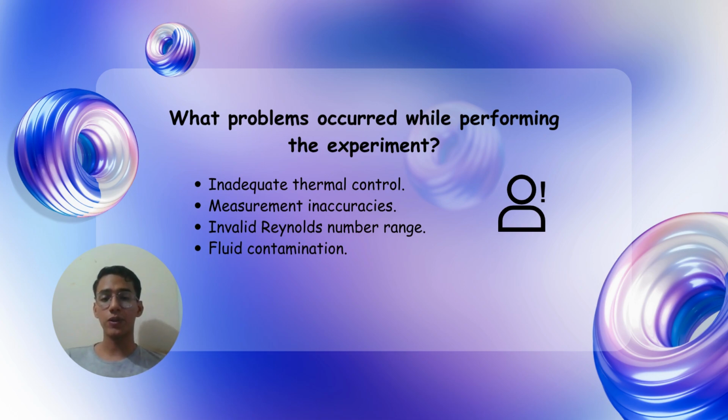The second problem was measurement inaccuracies, because in the Stokes method there were small measurement errors. The third problem was an invalid Reynolds number range, because in the Stokes method, the Reynolds number exceeded the ideal limit of 1, causing an overestimation of viscosity.